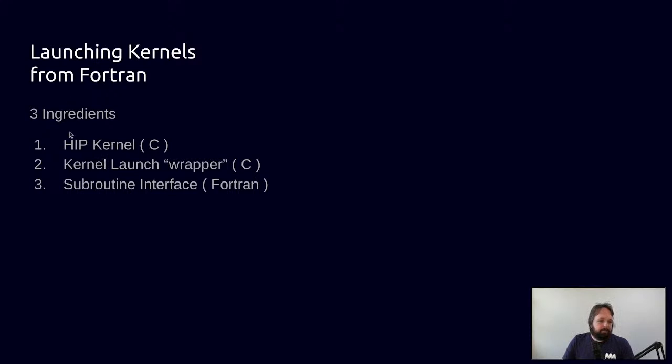So the first thing, there are 3 ingredients to do this. We need to write the HIP kernel. We need to write the launch wrapper that launches the kernel, and then we're going to expose that wrapper as a subroutine interface in Fortran.